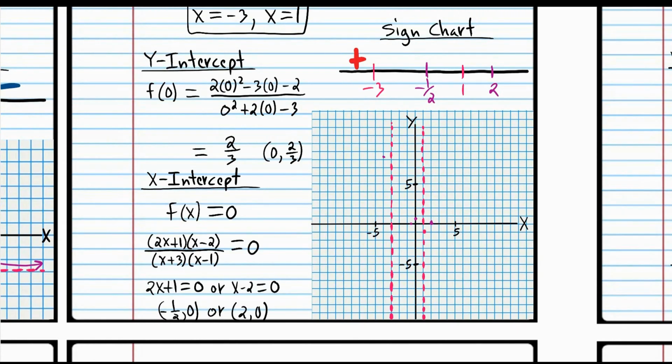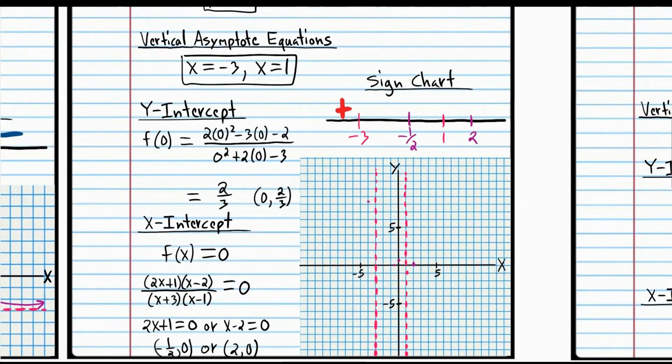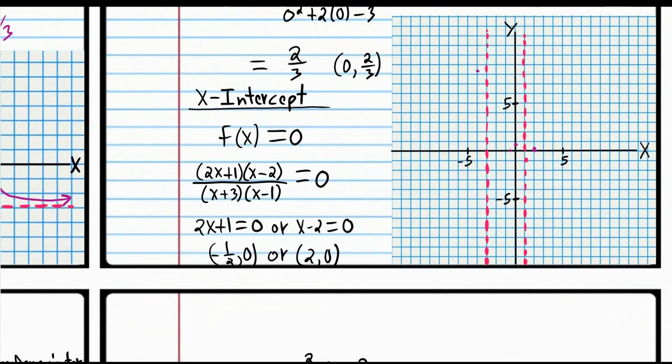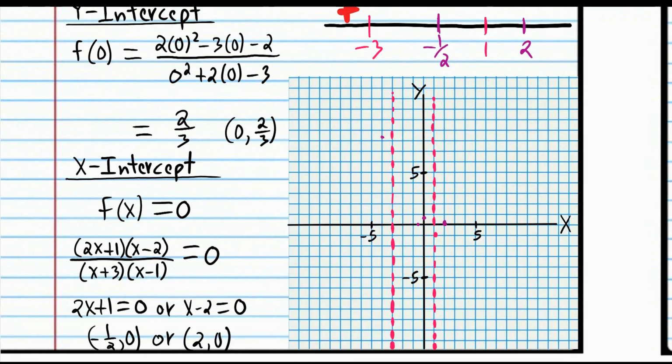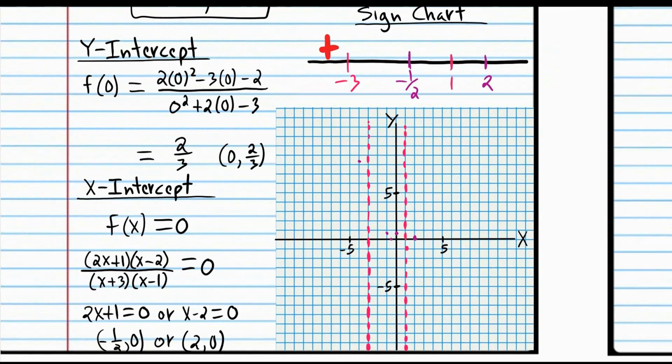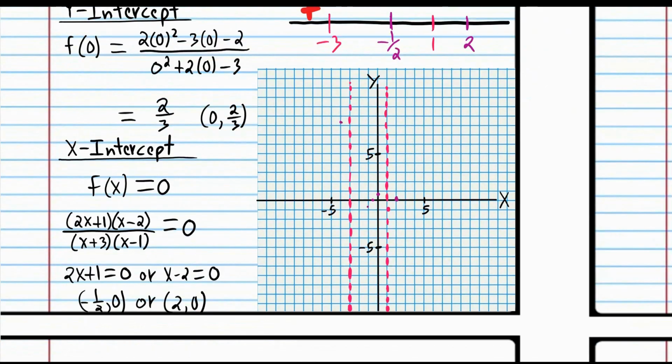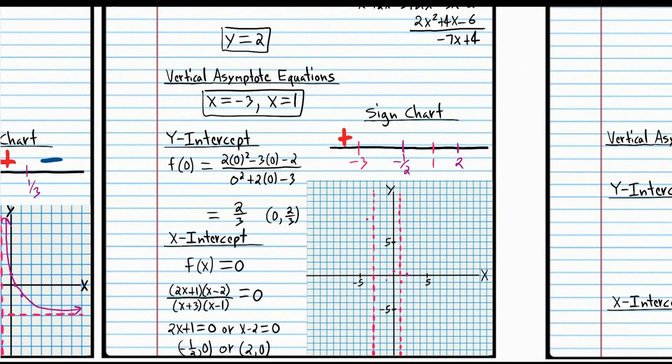Now let's try plugging in -1. That gives us -1 times -3 over 2 times -2, and we get 3 over -4, so -3/4. So that's going to be about there. Actually, that should be below the x-axis. So we get a negative number.